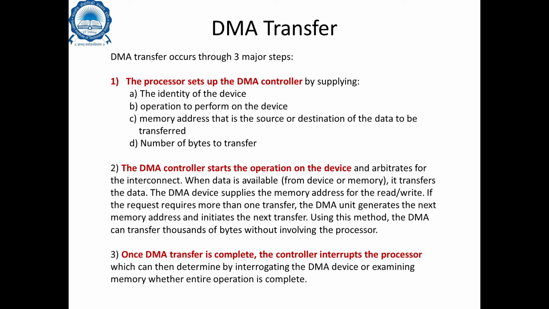The third step is that once the DMA transfer is complete, the controller interrupts the processor, which can then determine, by interrogating the DMA device or examining the memory, whether the entire operation of data transfer is complete.